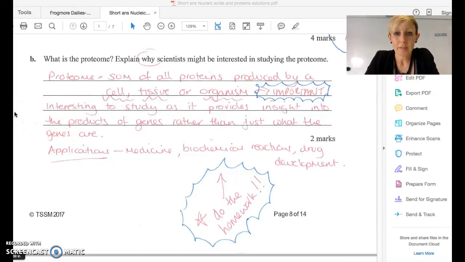Then you need to cite some specific applications for proteomics. One example of that might be investigating medical conditions, developing different types of drugs. You need biotechnology in general, but possibly a little bit too general. Please do a little bit of research around this if you're not clear on what the proteome is, and come and see me.